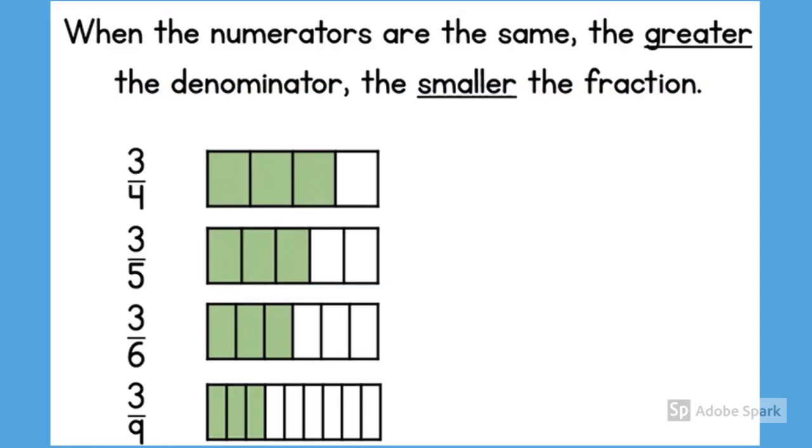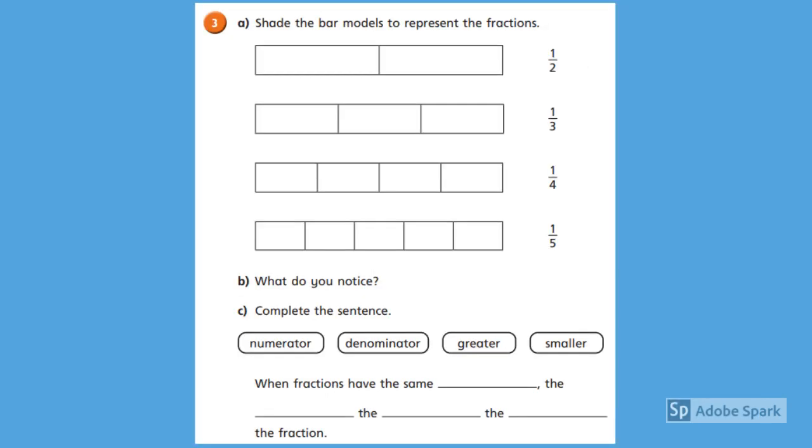So here's the stem sentence. When the numerators are the same, the greater the denominator, the smaller the fraction. So here we have the answers from greatest to smallest. 3/4, 3/5, 3/6, and 3/9.